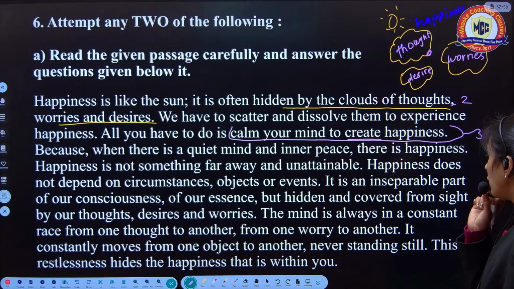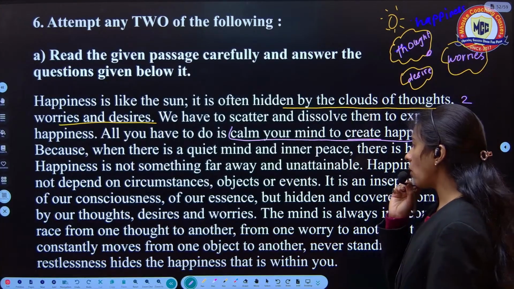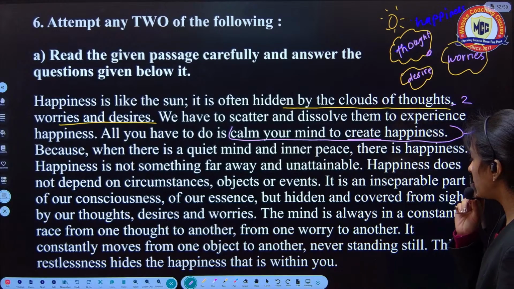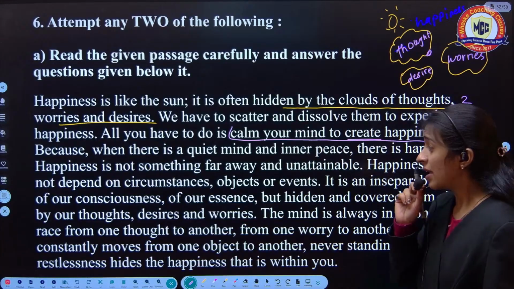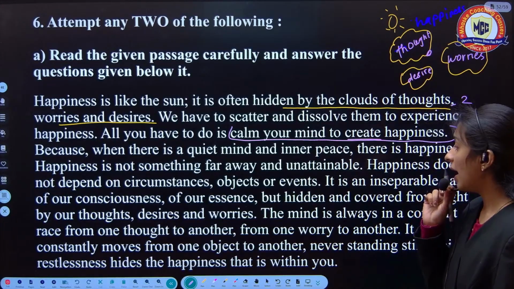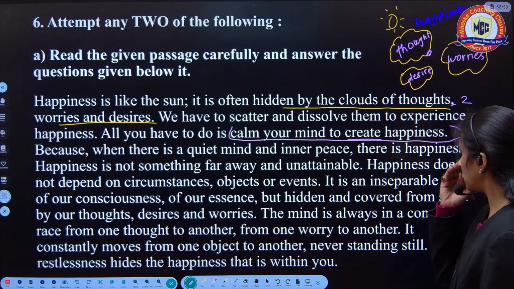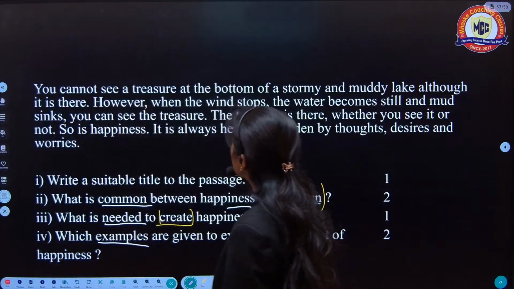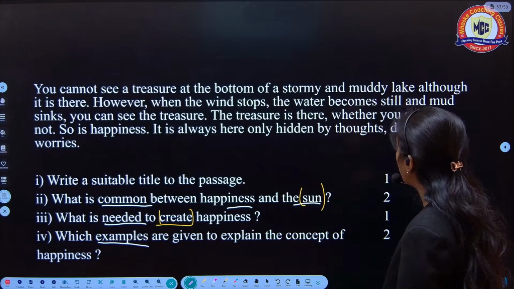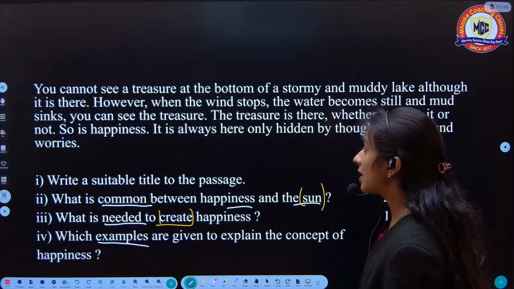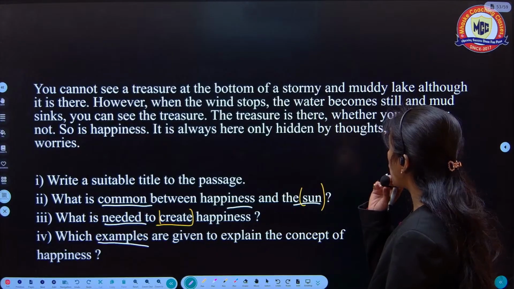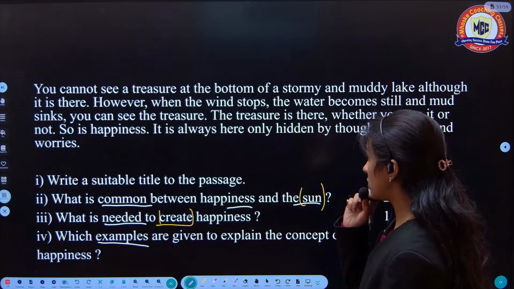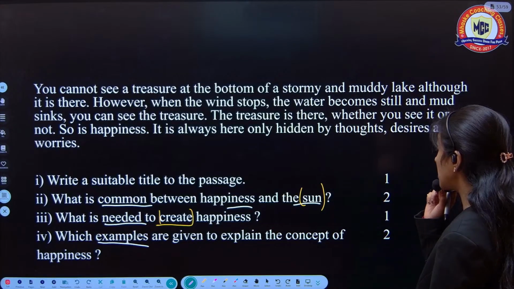The mind is always in a constant race from one thought to another, from one worry to another. It constantly moves from one object to another, never standing still. This restlessness hides the happiness that is within you. Okay, let's move ahead. You cannot see treasure at the bottom of a stormy, muddy lake, although it is there. However, when the wind stops, the water becomes still and the mud sinks. You can see the treasure. The treasure is there whether you see it or not.